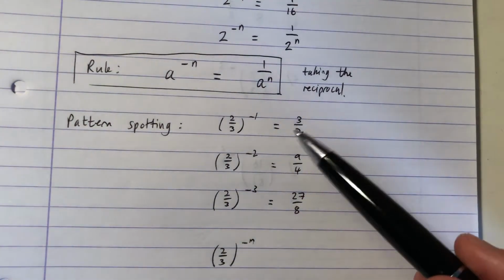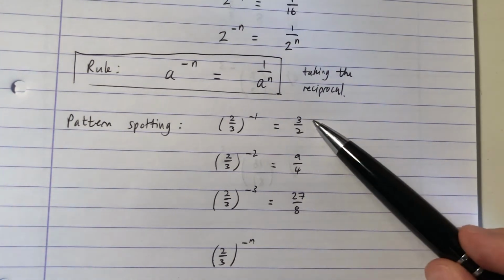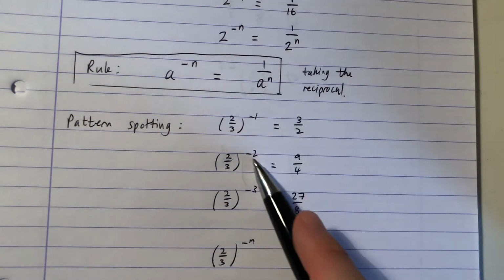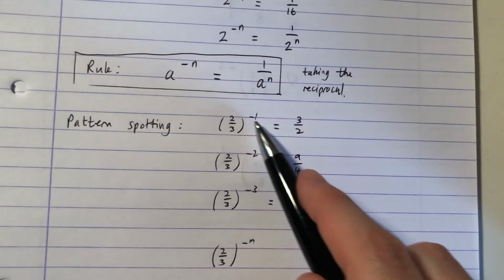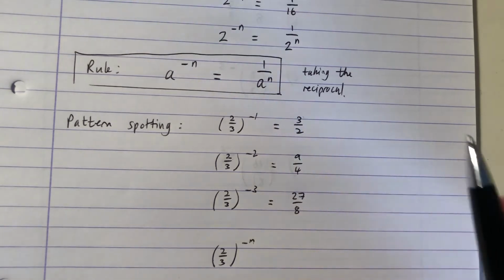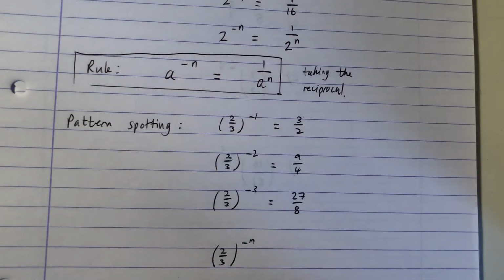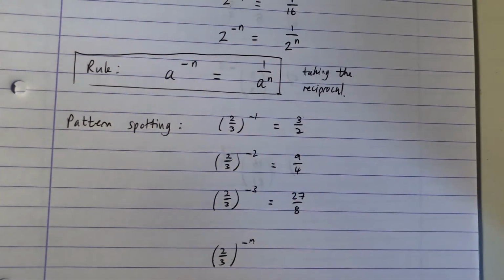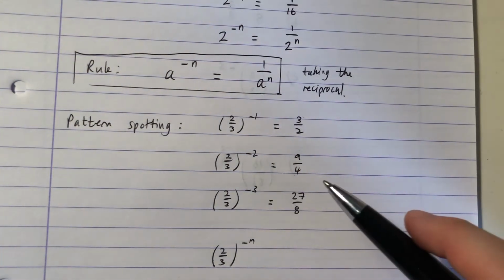And again, what has happened is, if you look at the fraction itself, 2/3, 2/3, 2/3, then the fractions have flipped, but then the numerator and the denominator have been raised to this power. So this is effectively 3/2 to the power of 1. Whereas this one is flip the fraction, 3/2, but then you square the top and square the bottom. 3 squared is 9, 2 squared is 4. This one, flip the fraction because it's a negative power, 3/2, and then you cube the top and cube the bottom, and so on.